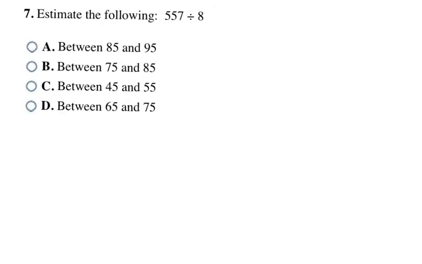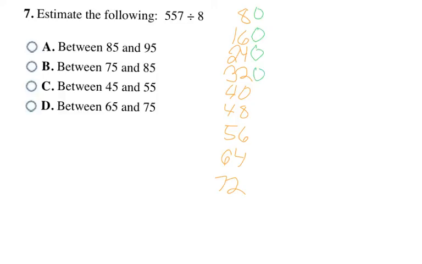So I'm going to go ahead and start by listing multiples of 8. So that would be 8, 16, 24, 32, 40, 48, 56, and then 64 and 72. And so I can see I'm not getting to 557 anytime fast. So I can try adding a 0 to each of these and seeing if any of those are close to 557. And when I do that, I see that 560 is just 3 away.